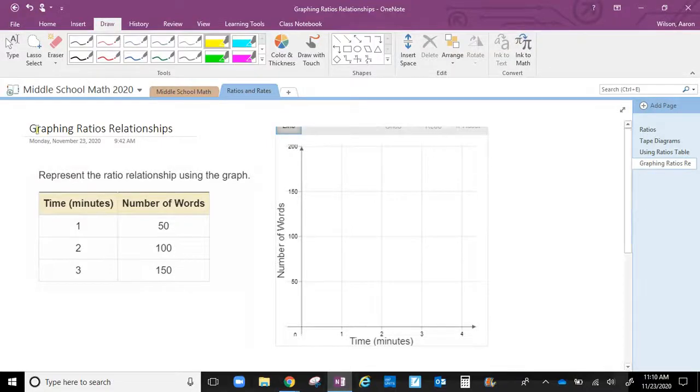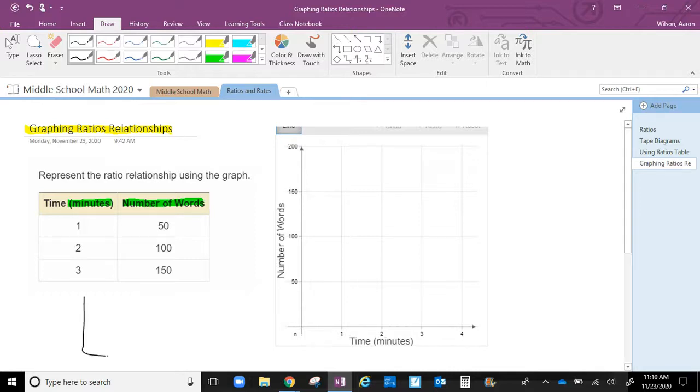Okay, today we are going to be graphing ratio relationships. And all this means is we're going to take ratios and end up making a line graph out of them by plotting points. So you can see here that the ratio or the relationship, we are comparing the number of minutes it takes to, I'm assuming, type a certain number of words. So this can be written as a ratio or fractions, but the easiest way to do this is to take the table and simply plot the points.